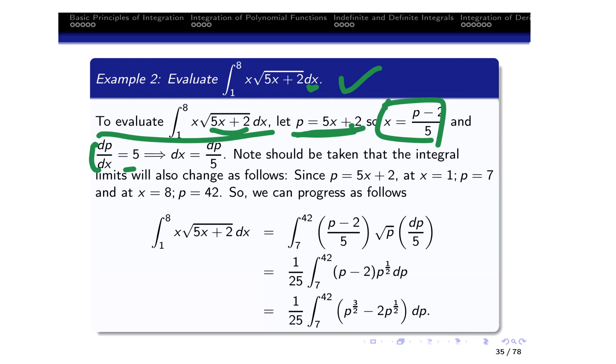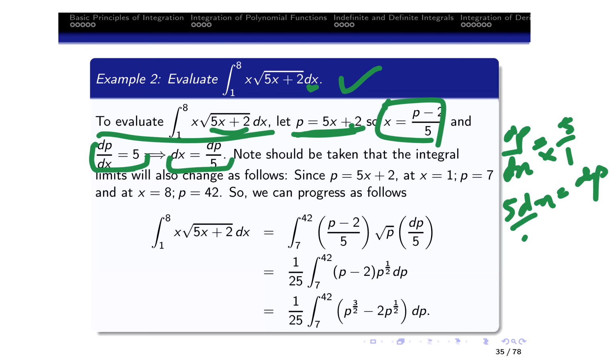So that simply means that dx is dp over 5. If dp/dx is equal to 5 over 1, cross multiplying, you have 5 dx equals dp. So divide through by 5 like this. So dx is equal to 1 over 5 dp, or dp over 5 if you like. So that's why you have all of this expression right there.